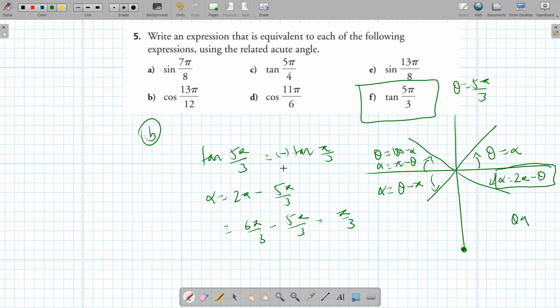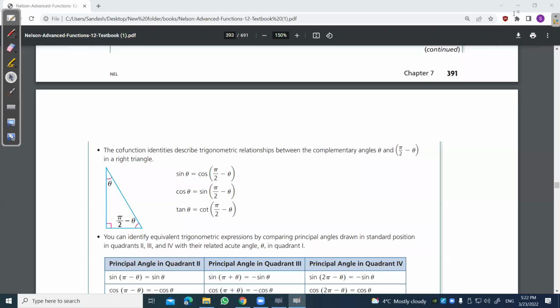So I just plug it into the formula that we have, and I put the negative if it's negative. Yes, use the CAST rule. So you just have to use one of these, and it's always going to be one of these. Okay, yeah, I think I'm good for that one. Okay, what else you got for me?